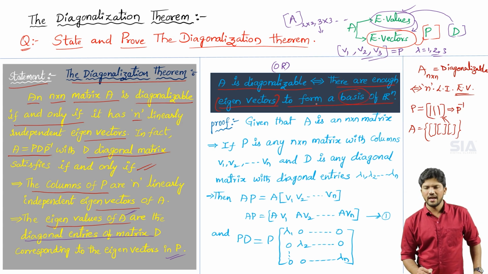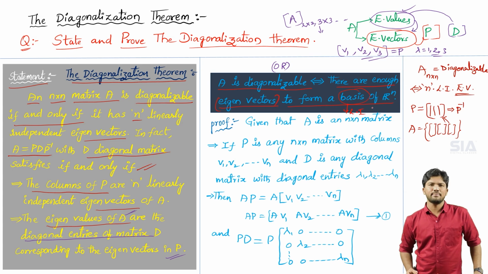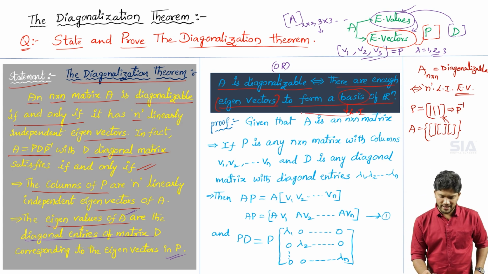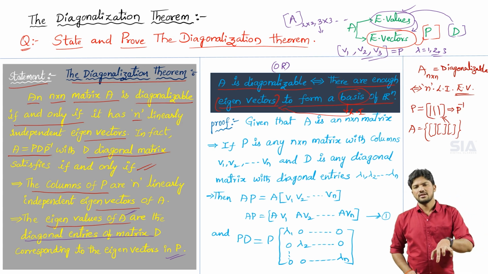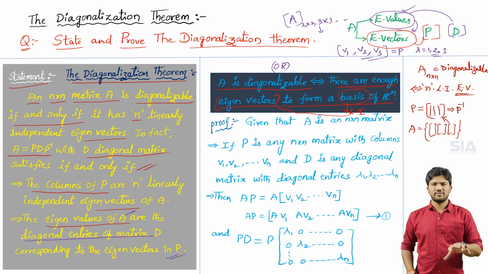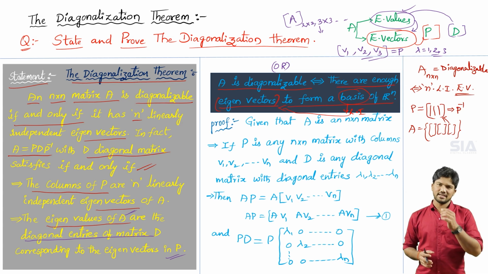Basis, as you know very well, is nothing but linearly independent. So therefore, linearly independent eigenvectors. మీరు ఏ స్టేట్మెంట్ ని డిఫైన్ చేసినా కూడా ఓకే, whenever we are talking about the diagonalization theorem, definitely capital A is diagonalizable if and only if it has linearly independent eigenvectors. So that is the condition.